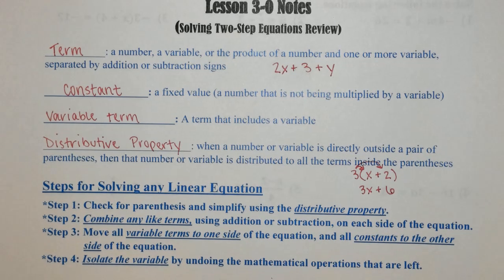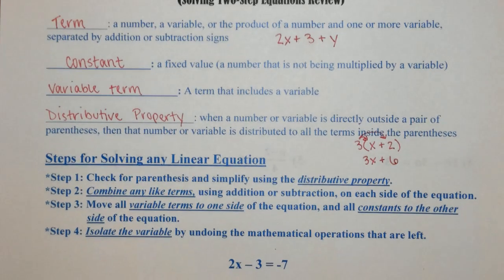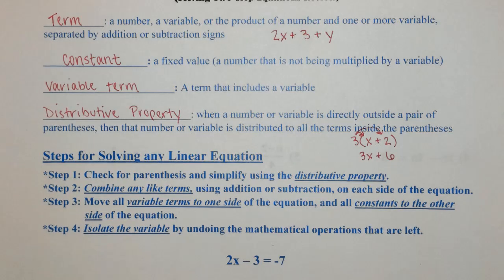These are our steps for solving any linear equation. It could be a two-step equation, it could be a multi-step equation. Step 1 is always to check for parentheses and simplify using the distributive property. Step 2 is to combine any like terms using addition or subtraction on each side of the equation. Step 3 is to move all variable terms to one side of the equation and all constants to the other side of the equation. And step 4 is to isolate the variable by undoing the mathematical operations that are left.